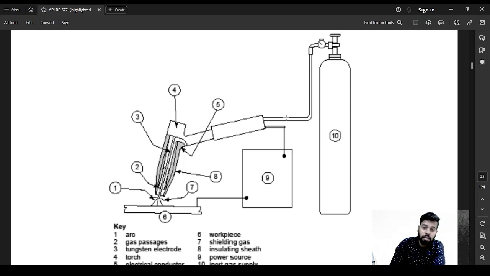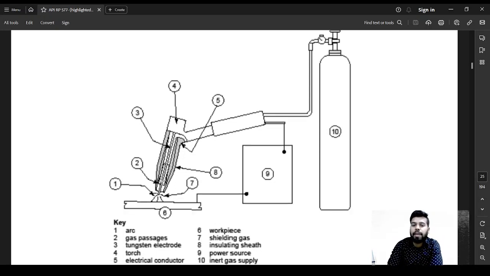This inert gas, or the shielding gas, is going to pass through this tube and through the nozzle which is located at the tip of the electrode. So it is going to create an envelope so that your weldment can be protected from the environmental conditions.